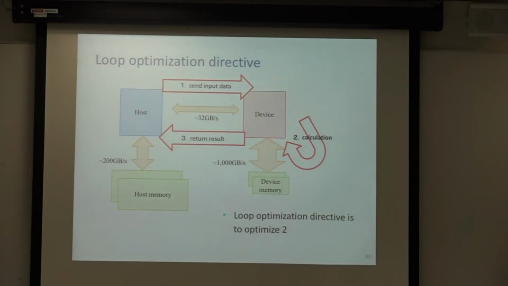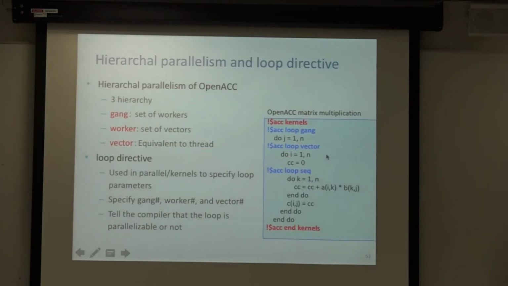The last major directive is the loop optimization directive. The loop optimization directive is to optimize calculations. The loop directive specifies the hierarchical parallelism of OpenACC. So OpenACC has three hierarchies. Gang is a set of workers. Worker is a set of vectors. And vector is a thread. So you can specify like this figure.